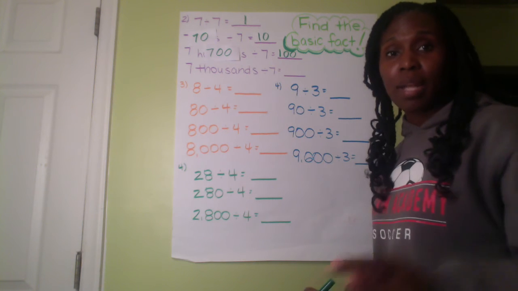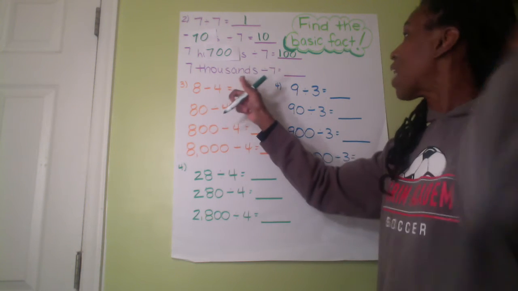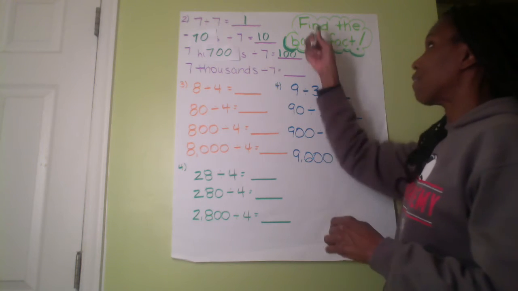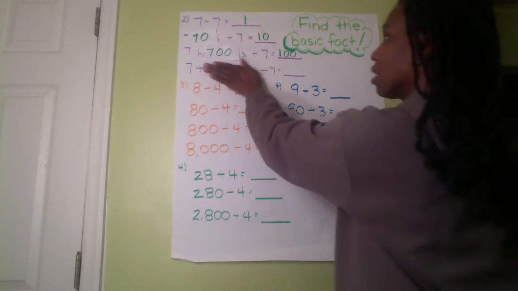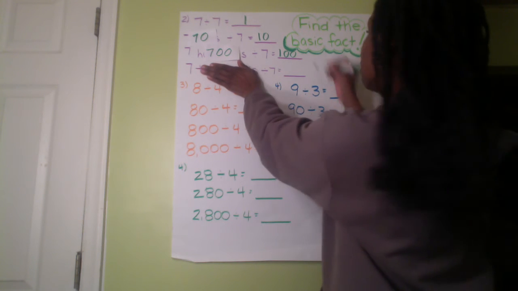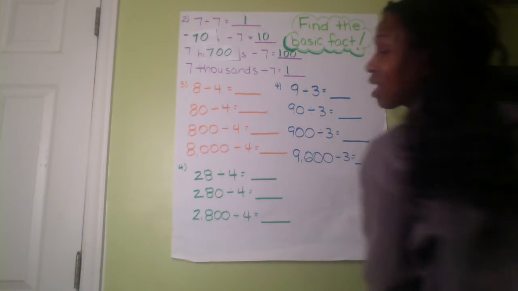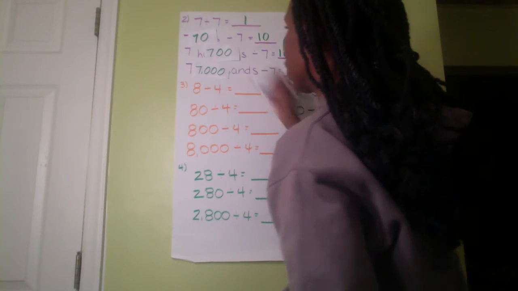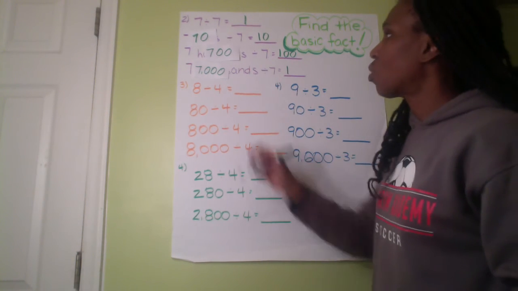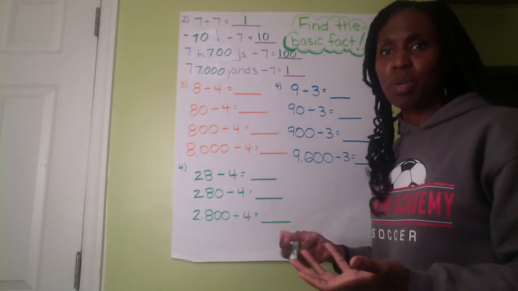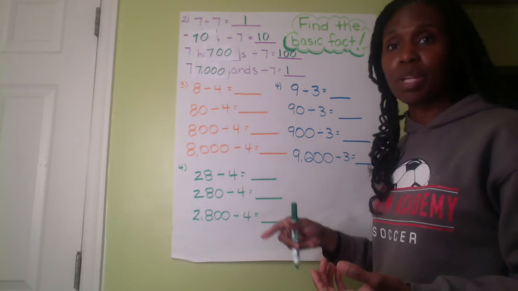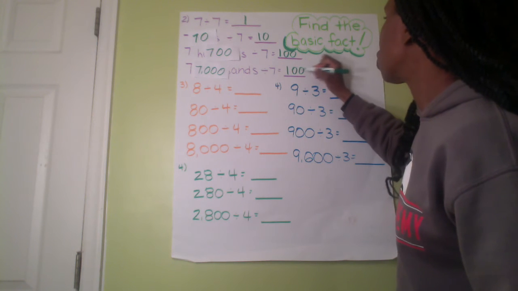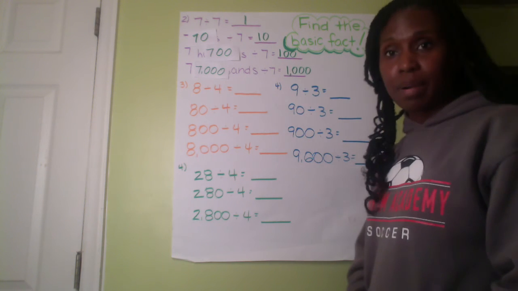All right, let's do the last one. I have 7 thousands divided by 7. First thing, find the basic fact. 7 divided by 7 is 1. And we know the actual number is 7,000. I'm going to look at how many zeros I'm working with. I have 1, 2, 3 zeros here. Guess how many zeros I need in my answer? 3.